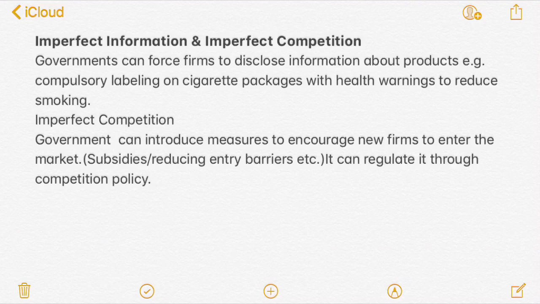Imperfect competition: governments can introduce measures to encourage new firms to enter the market. So businesses must provide relevant information about the competition before they come into the market. Moving on to the next slide.